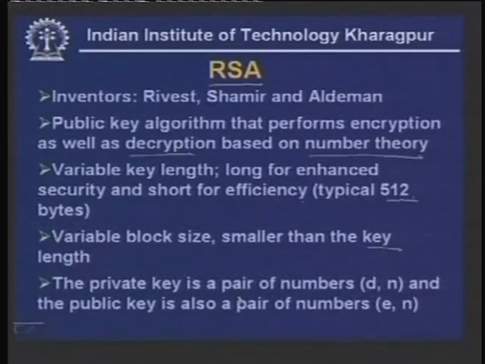The private key is a pair of numbers D and N, and the public key is also a pair of numbers E and N. So, using one pair, encryption is done, and decryption can be done by using the other.